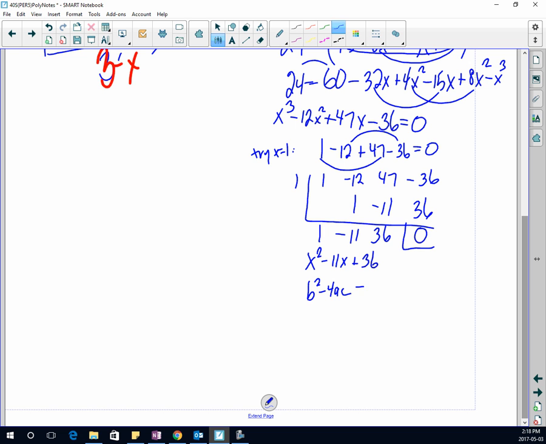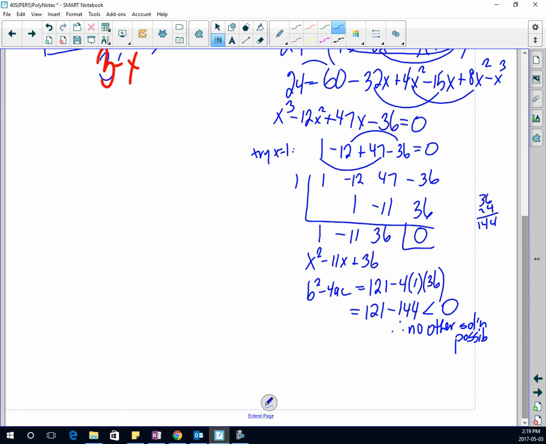So B squared would be negative 11, the whole thing squared, would be 121 minus 4 times 1 times 36. 36 times 4 is 144. So 121 minus 144 is definitely less than 0. I don't even need to go any further. That means there's therefore no other solutions possible. And you have to state that. They're looking for that in the answer, that you've exhausted everything.